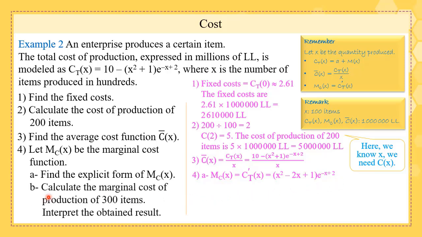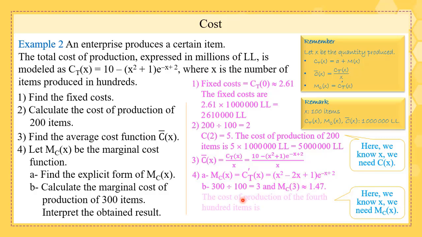The last part is calculate the marginal cost of production of 300 items. Interpret the obtained result. Here we know x, and we need to find marginal cost MC of x. So x equal 300 divided by 100, which is equal to 3. Then we replace x by 3 in MC of x, and we obtain that MC of 3 is approximately equal to 1.47.